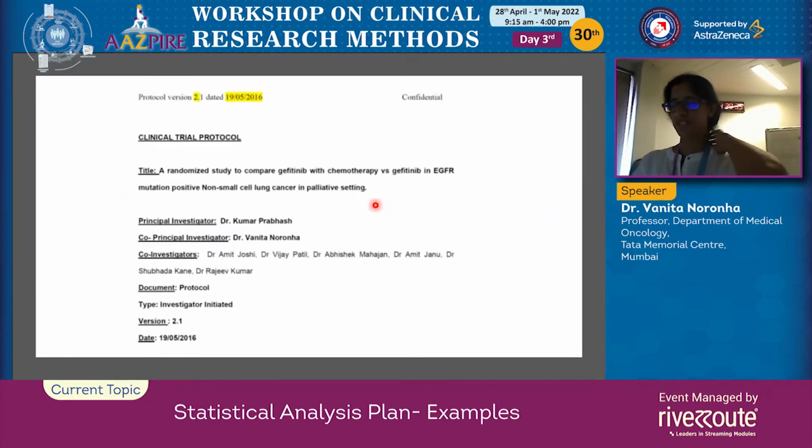So Jeff, I think this is the last example. Jeff, this is a Jeff GC story. So we had done a study in EGFR mutant lung cancer patients.